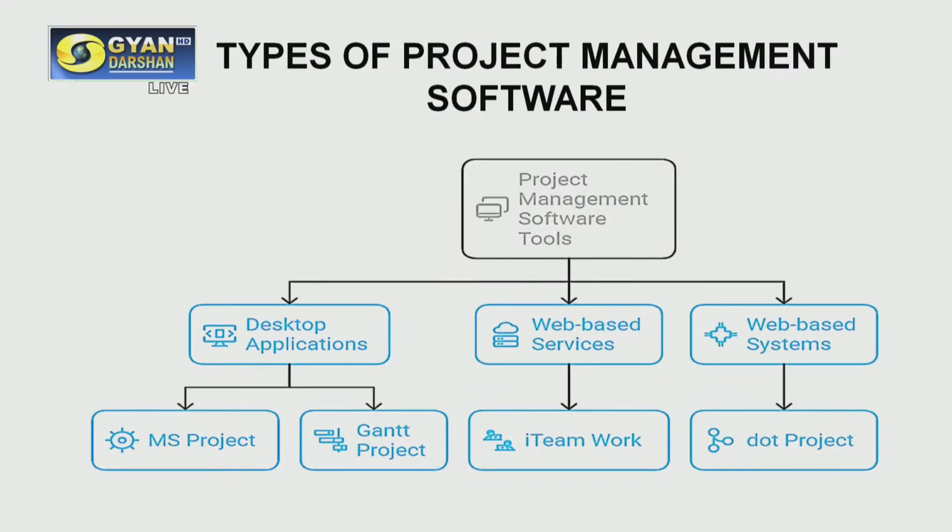So far as the classification of this software is concerned, for the desktop applications the famous softwares are MS Project and Gantt Project. So far as the web-based services are concerned, there is iTeamwork, and the web-based systems involve dotProject. In this course, we are going to discuss the MS Project software in the subsequent sessions. And apart from this, we are also going to discuss some of the supporting softwares like Word, Excel, and spreadsheets. And we are also going to discuss emails.